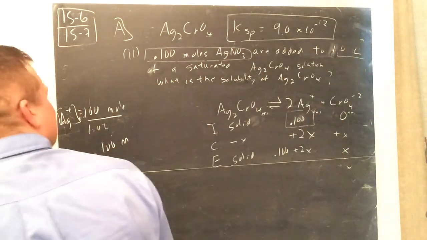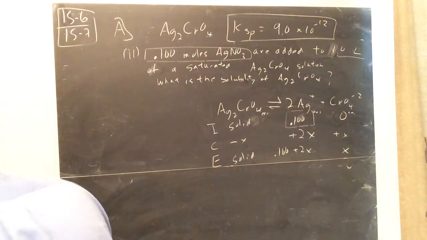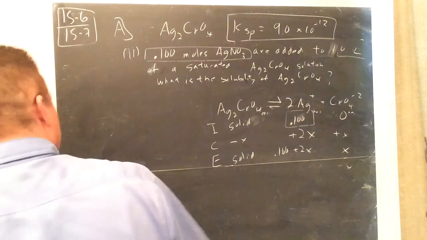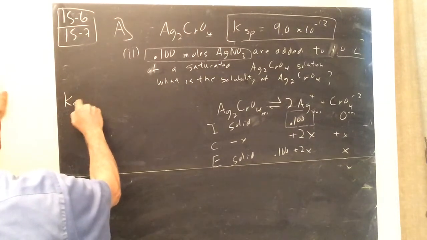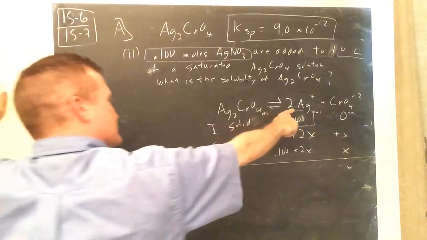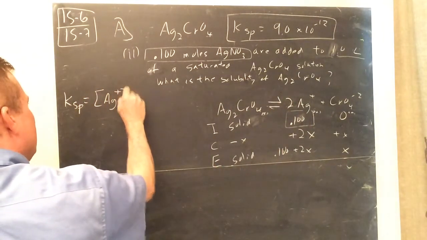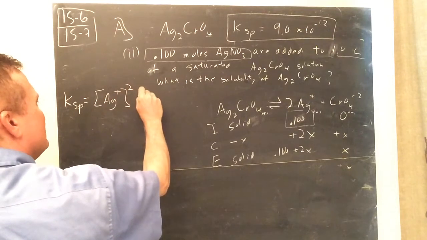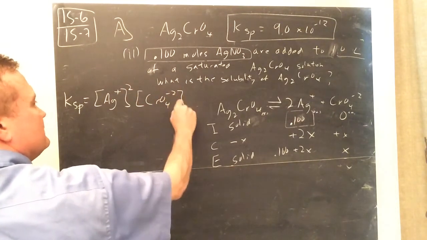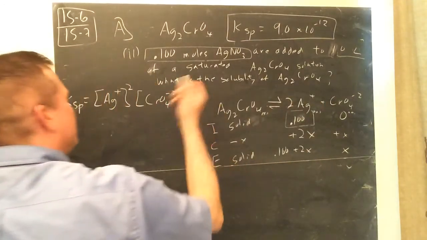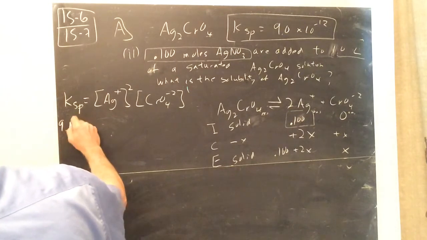Okay, so now the next thing is let's write the Ksp expression. For this one, Ksp equals, and here's the reaction, Ag plus, and it has to be squared, times chromate to the first power. There's only one of those. You don't have to put the 1, you can if you want. The Ksp value was given, 9.0 times 10 to the negative 12.